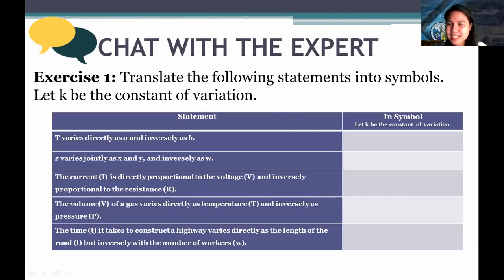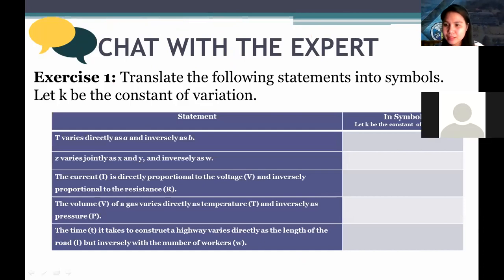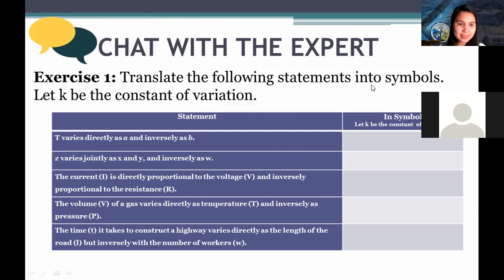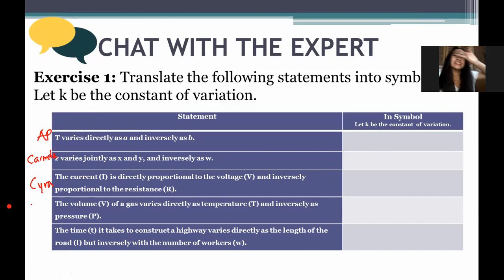Okay, let me see who is in the room. Let me start with the first 2, 4, 5 who are with me in the first page. The first one, AP. The second one, Carmela. The third one, Syra. Okay, if you want to write on my board, you can go on and write. The next one is Tatiana. And the last one is for Jared.